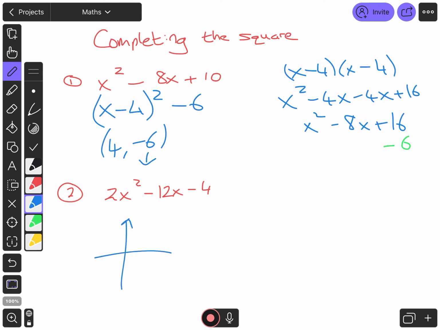Let's take a look and we'll do the second one. This one's slightly different because you have a number in front of the x squared. So what you have to do here is take that out as common. We're going to ignore this little number 4 at the end. It's just these two here that we put into the square. So I'm going to take out 2 as common, and I'm left with x squared minus 6x. And then the minus 4 just stays out there. We don't worry about it.